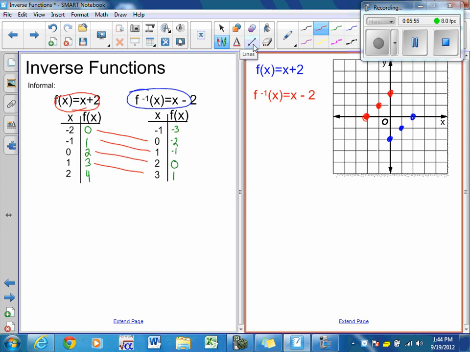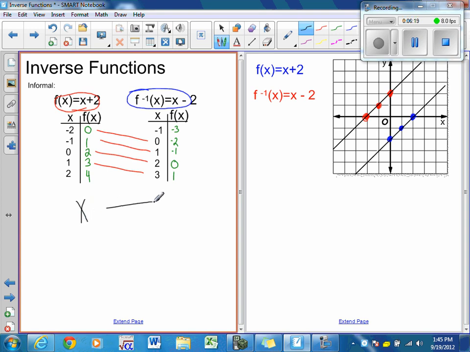And if you see, I have the x plus 2 is this line. X minus 2 is this line. Now these are both straight lines, so it's going to be hard to see that. But what happens is the x's and y's get switched. My x's over here become my y's over here. My y's over here become my x's over here. See, 1x, 3y becomes 3x, 1y.